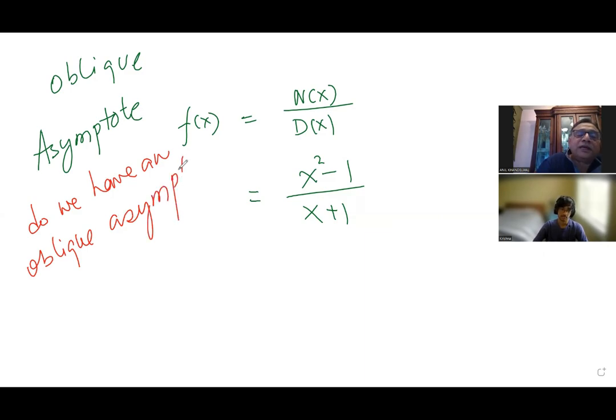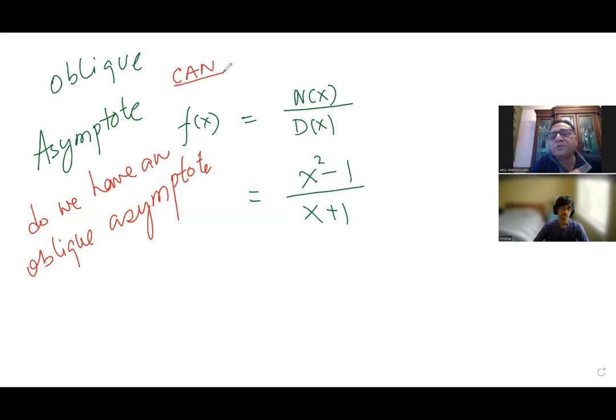Normally, it is assumed that we'll always have an oblique asymptote whenever the degree of the numerator is 1 higher. The statement is we can have, right? So do we have an oblique asymptote? So we can have. Do you understand the word can?